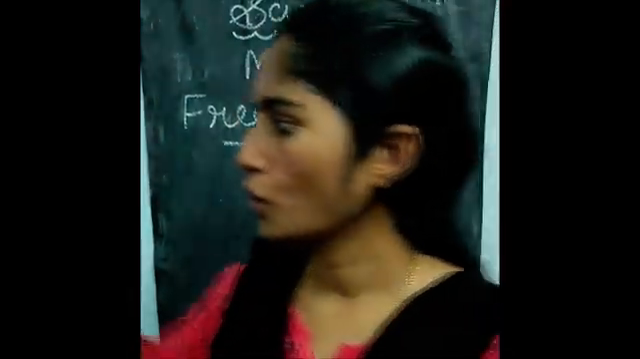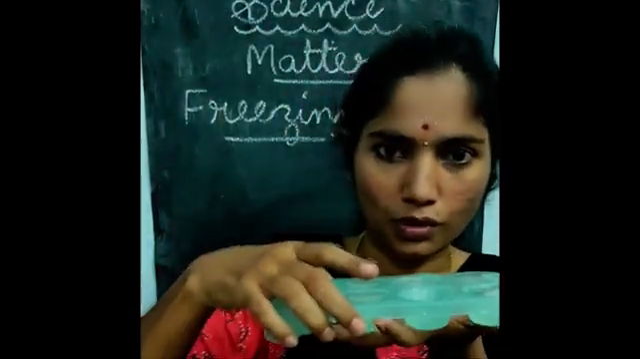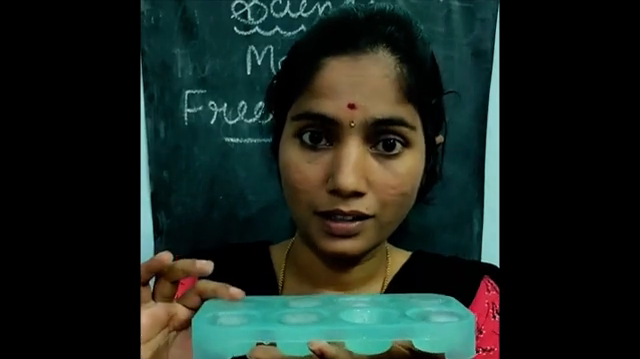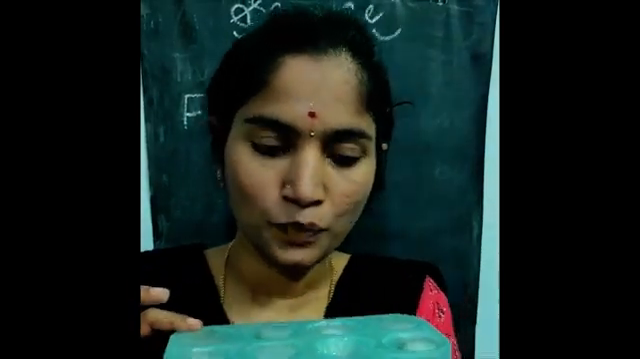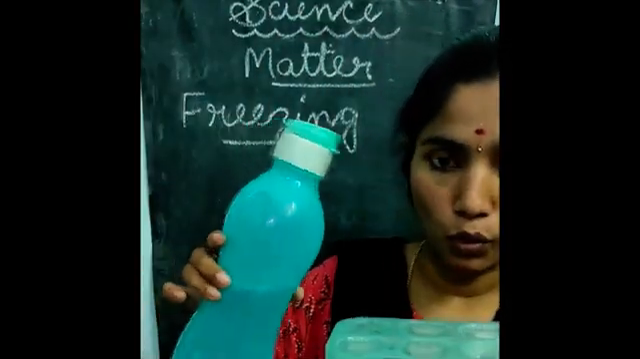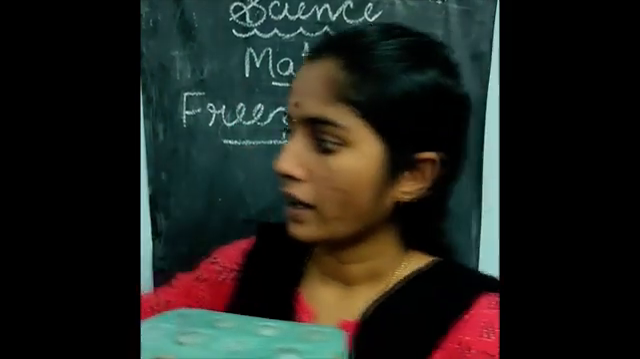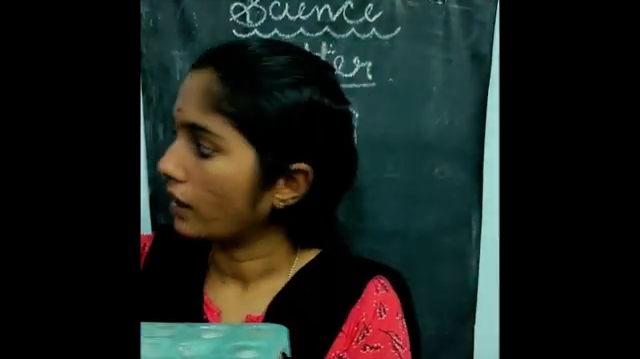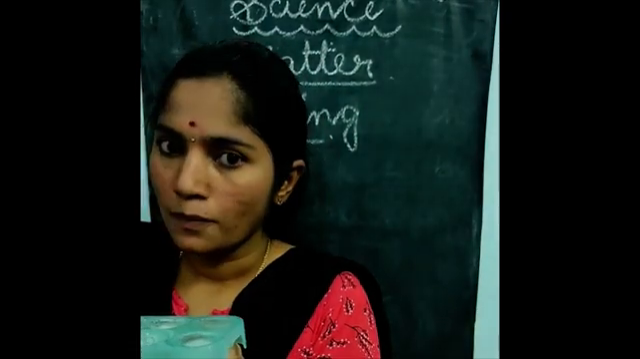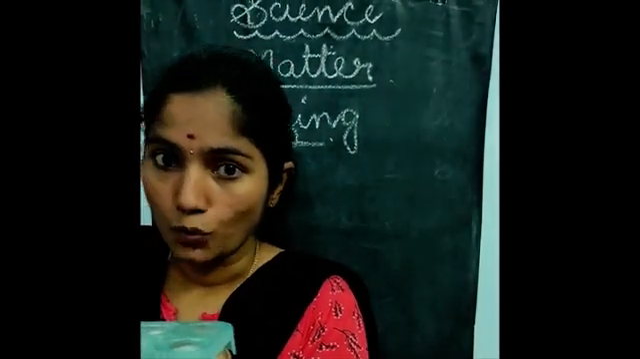Okay. So all of you have got a fridge in your house, I believe. Do you know what this is? This is an ice tray. So what we'll do, we'll just take the water. When we pour the water into this ice tray and allow it to freeze in the freezer, it will get changed to solid ice cubes.